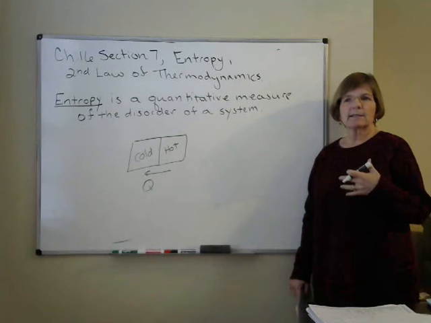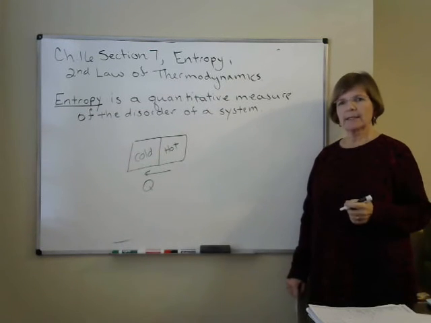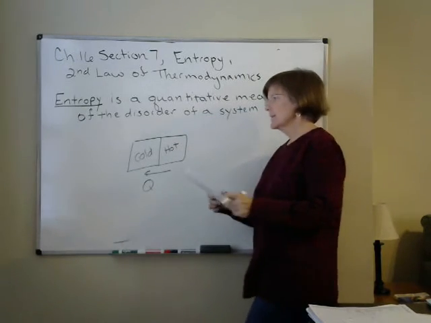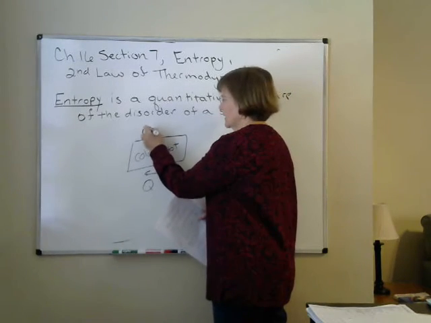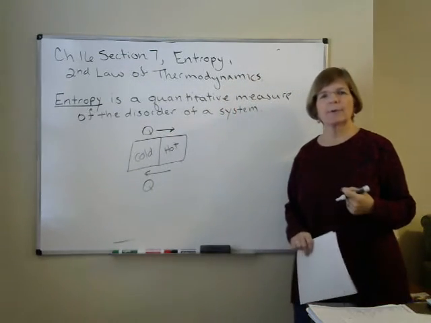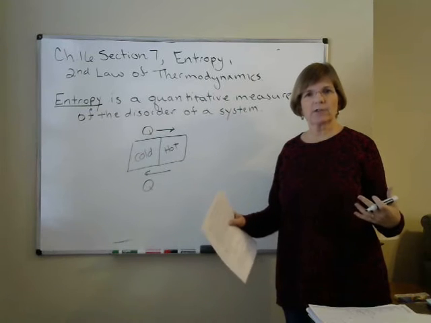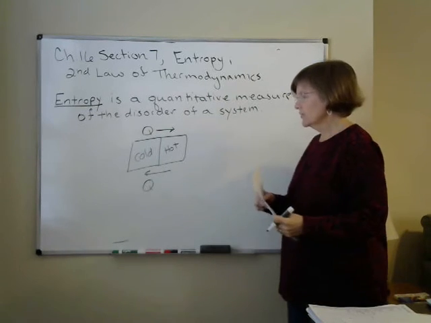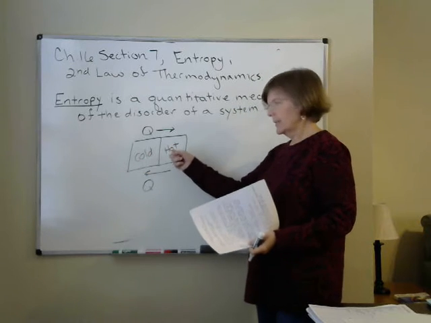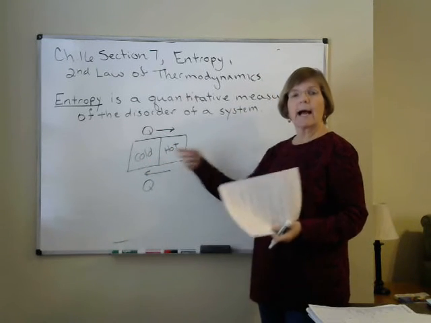Nature likes the disorder. Now you say, well, Ms. Hughes, of course that happens. But if I said that the heat went this way, that would not violate the first law of thermodynamics. The first law of thermodynamics just basically says you have to have conservation of energy. I should be able to take 10 joules of heat out of the cold, put it into the hot. The cold gets colder, the hot gets hotter. And I can do that.